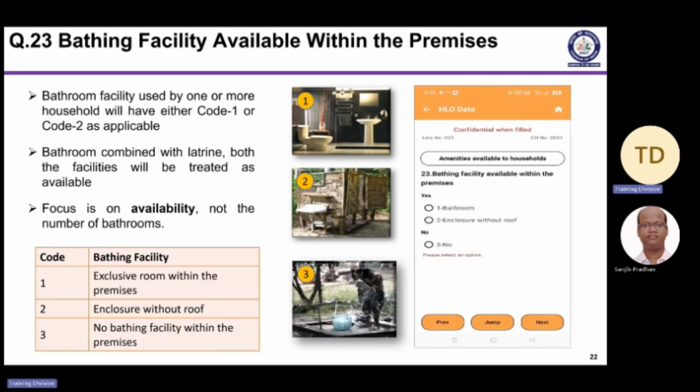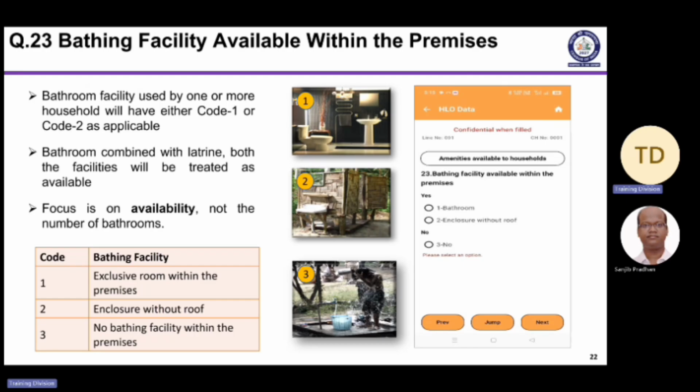Then comes bathing facility within the premises. Here what is important is that it should be within the premises. A bathroom facility used by one or more households will have code 1 or code 2 as applicable, because it will be treated as available for both households. If a bathroom is used by both households, it will be treated as availability for both. If the bathroom is combined with a latrine also, we will code like that. It is not necessary that it should be an exclusive bathroom or exclusive latrine. It can be a combination of bathroom and latrine. So this is focused on availability, not on numbers.